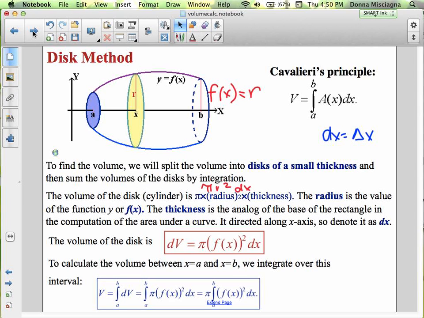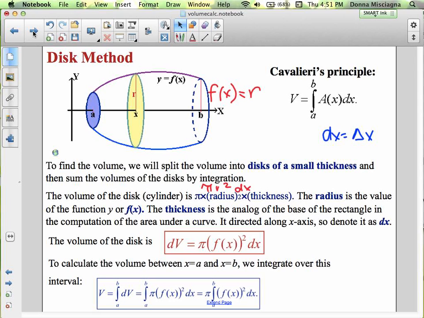So we're going to have pi r squared, because our shapes here are circles, and the area of a circle is pi r squared. The radius is the value of the function, y or f of x. So we have pi, we have our radius, which is the value of the function, and we're going to square it. The thickness is the analog of the base of the rectangle in the computation of the area under the curve. In other words, it's that little tiny change in x, or dx. Now it's possible that we're revolving around a vertical line instead of a horizontal line. Then instead of dx, we'll have dy. We'll look at both of those.